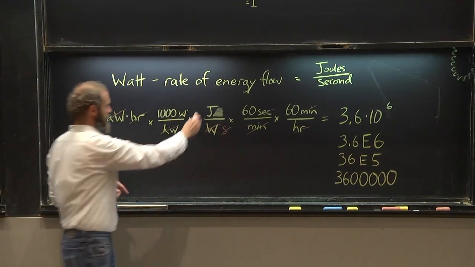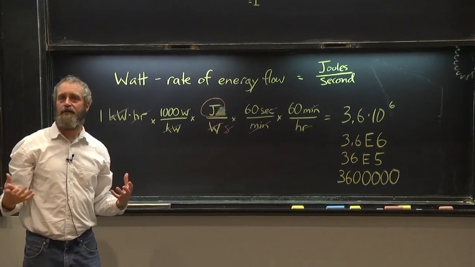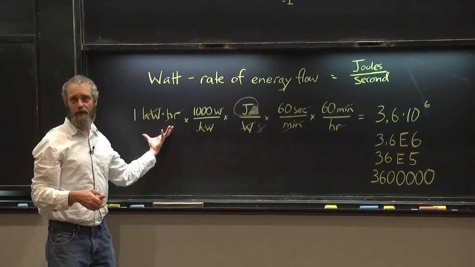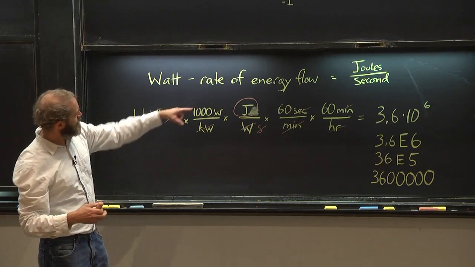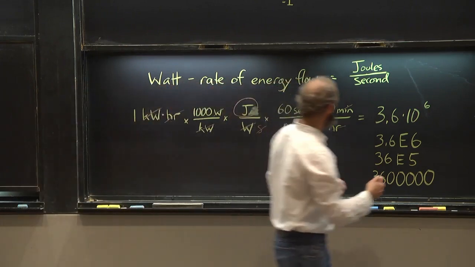the only unit remaining is joules, a quantity of energy. So when you get your electric bill, this is the quantity of energy that you have consumed, but there are these obtuse units. We can simplify them to the more straightforward units of joules. And the number comes out to be a big one.